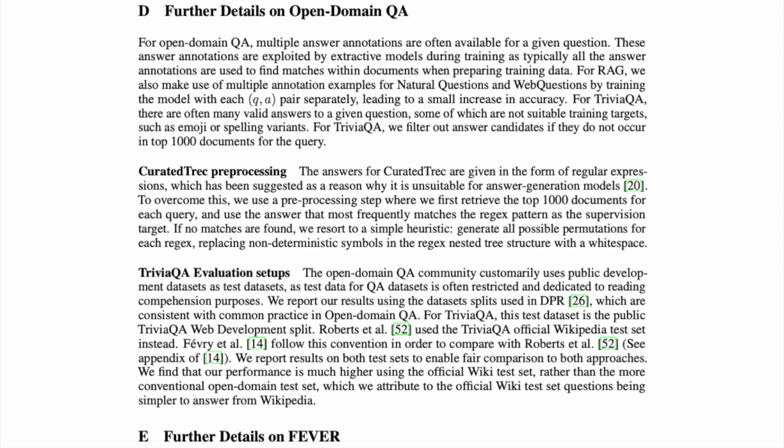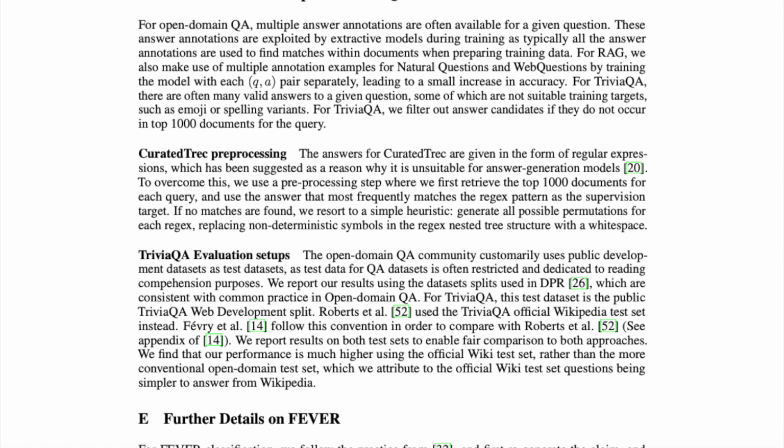Roberts et al. used the TriviaQA official Wikipedia test set instead. Févry et al. follow this convention in order to compare with Roberts et al. See Appendix of. We report results on both test sets to enable fair comparison to both approaches. We find that our performance is much higher using the official Wiki test set rather than the more conventional open domain test set, which we attribute to the official Wiki test set questions being simpler to answer from Wikipedia.